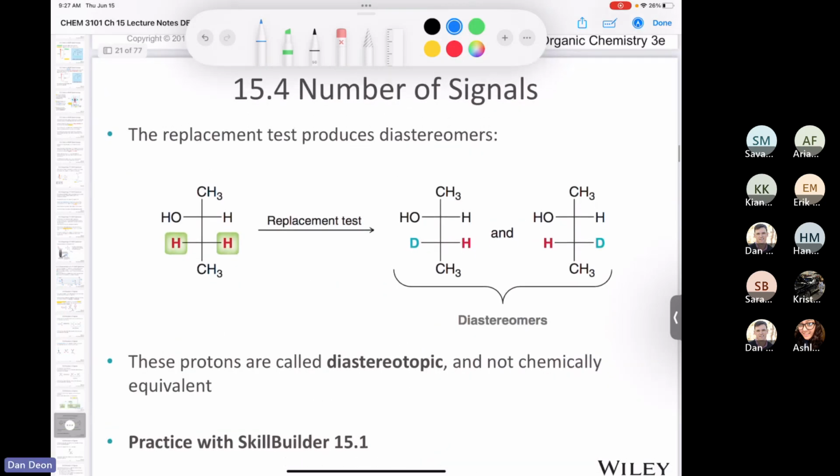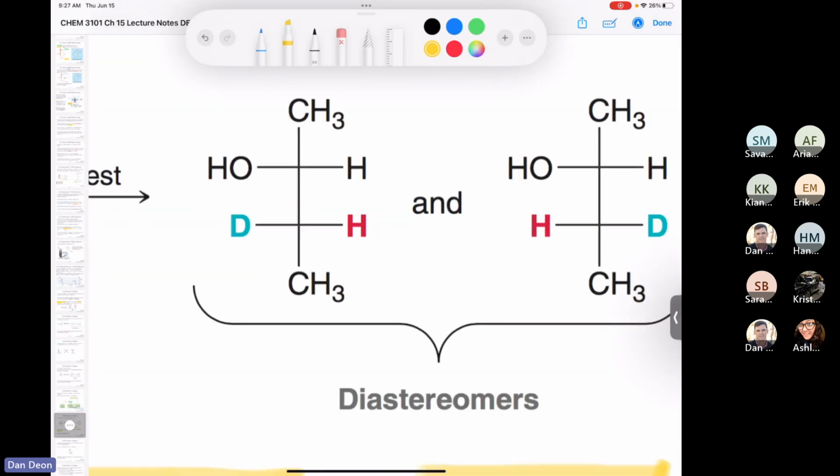All right, so if you do the replacement test and you get not a pair of enantiomers, or not the same compound, but you get a pair of diastereomers, then the protons are what we say diastereotopic, and they are not chemically equivalent. Okay, so if you do the replacement test, you get a pair of diastereomers, they're diastereotopic, and they're not chemically equivalent. And I can prove that to you very quickly.